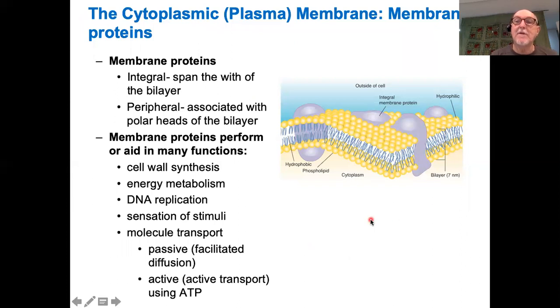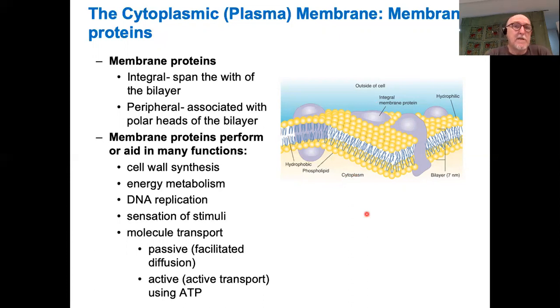And some of them go right the way across there, like that. And those are called the integral proteins. Sometimes there are proteins which are only partially embedded, and they can be partially embedded on either side. But those are called peripheral proteins. And the ones we're particularly interested in are the integral proteins.